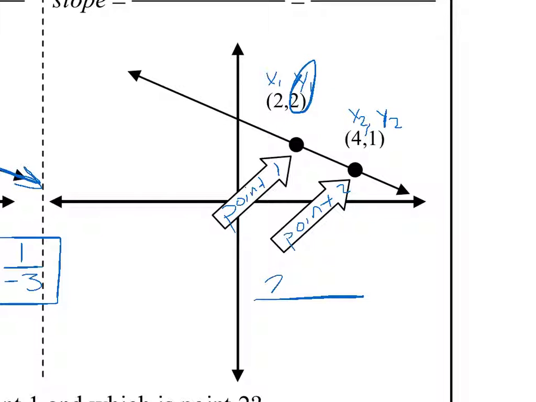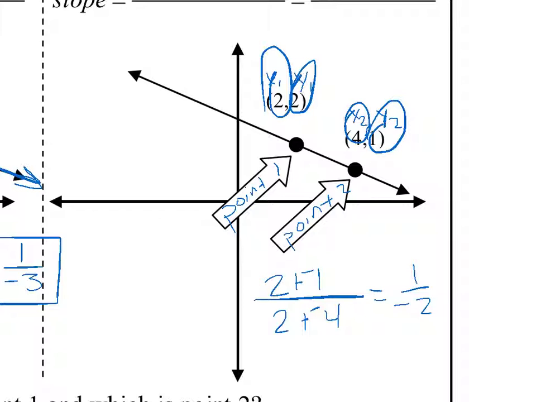y1 is 2 minus y2 is 1. x1 is 2 minus x2 is 4. Leave, change, switch, leave, change, switch. I'm going to get positive 1 over negative 2. Is that the same thing? Yes. Thumbs up or thumbs down. Is that the same thing? I need you engaged here.